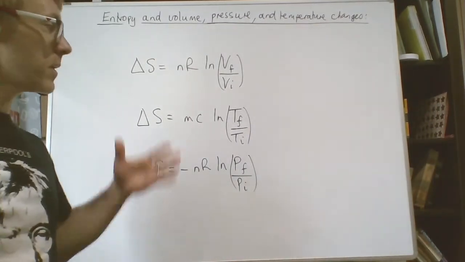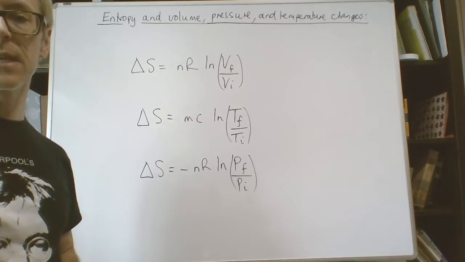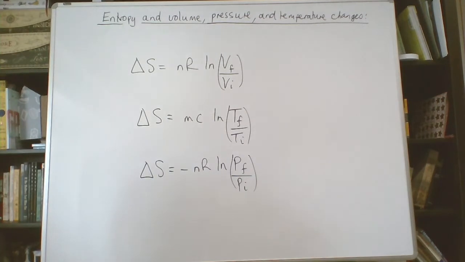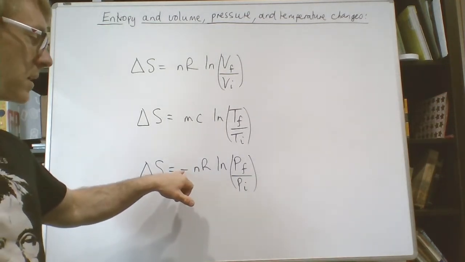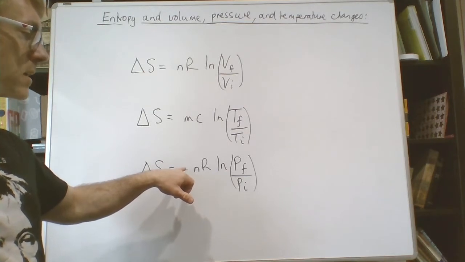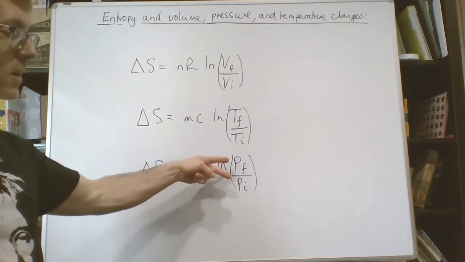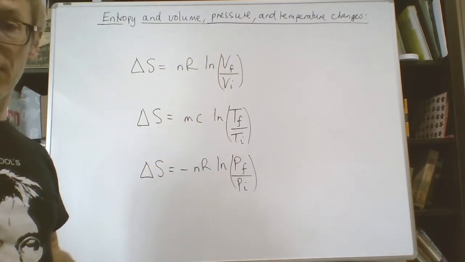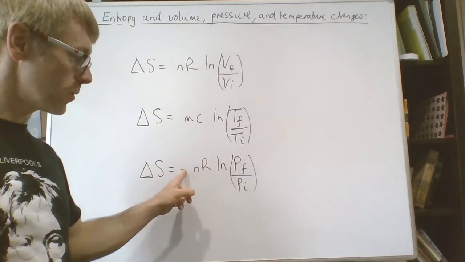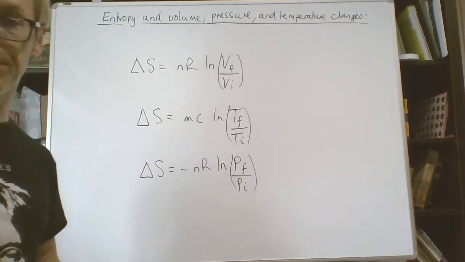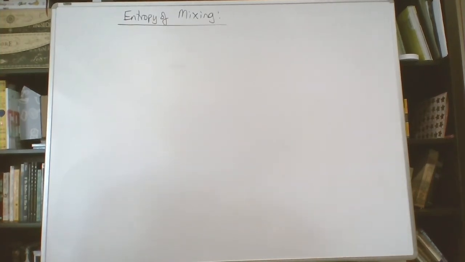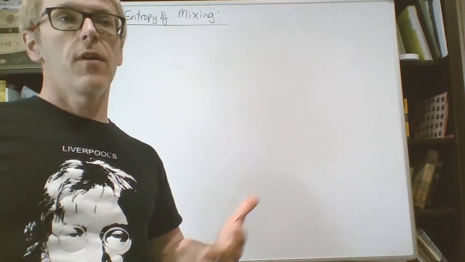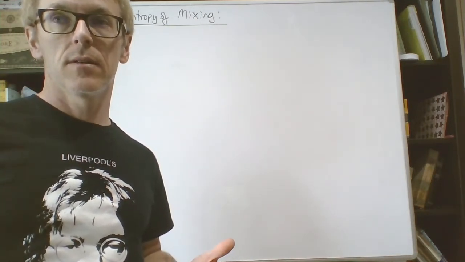So just to sum up, here are the three equations. It's always nice to see them next to each other. So you've got volume, temperature, and pressure. The only one with the negative sign is pressure, and it's because of the Boyle's law intervention, where the relationship between pressure and volume is an inverse relationship. So when we invert the fraction, we change the sign of the logarithm argument. So now we've looked at entropy changes under varying pressure, temperature, and volume conditions.